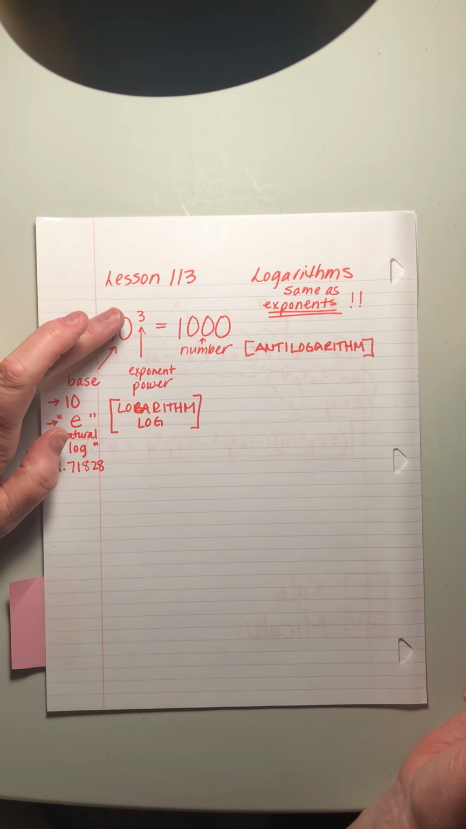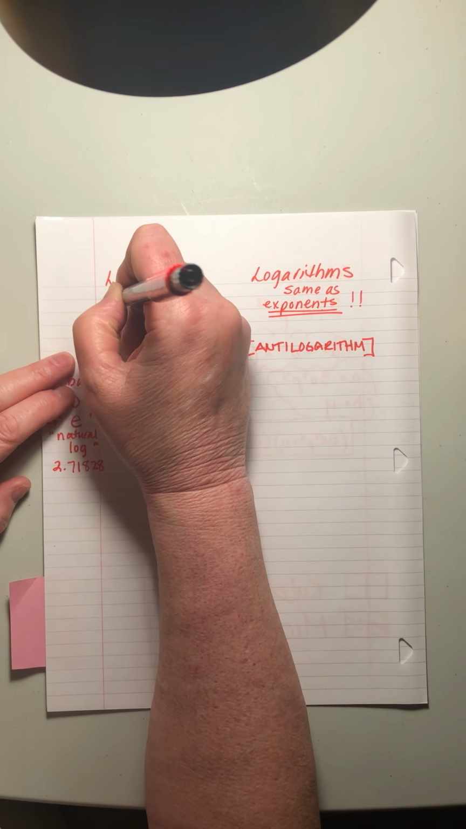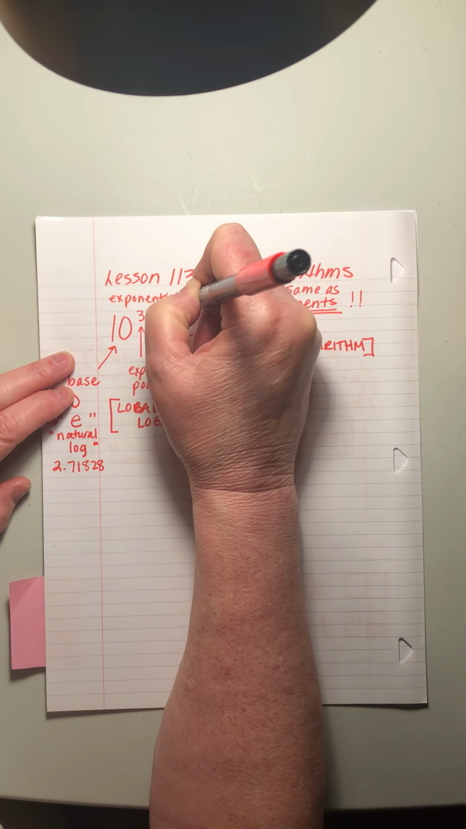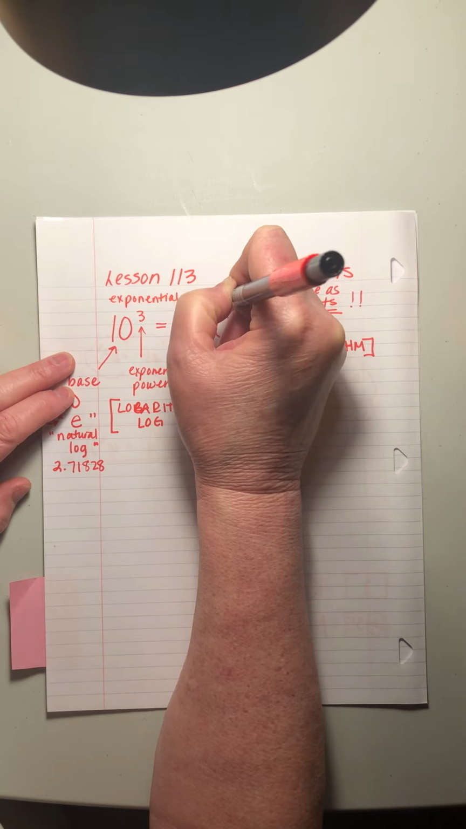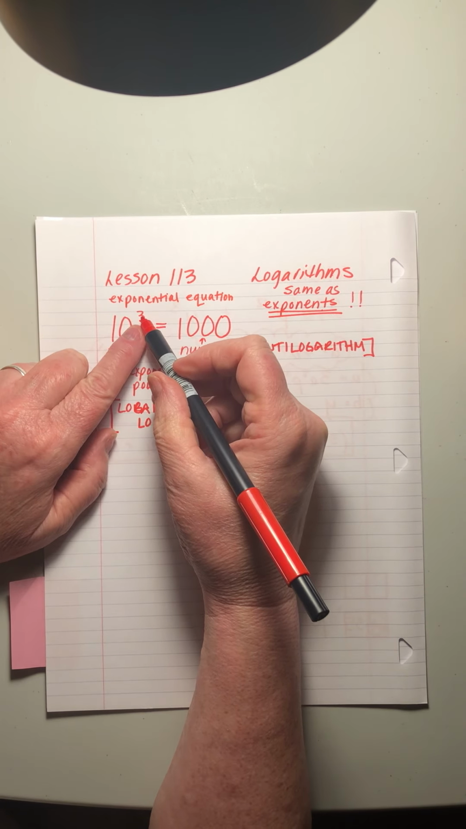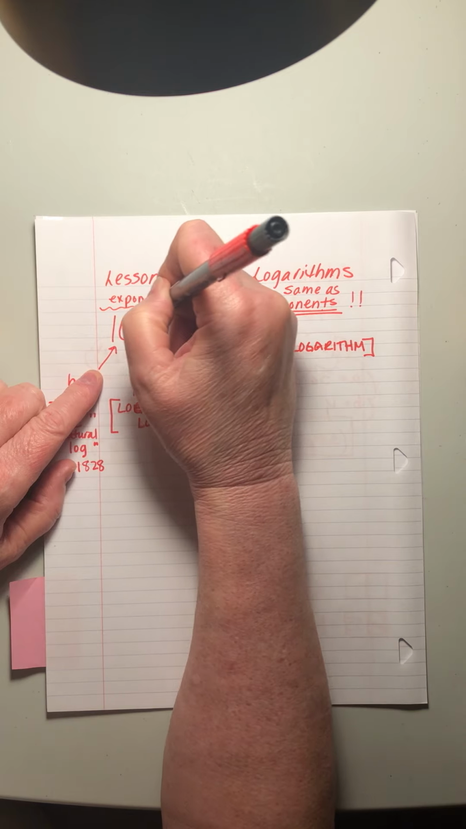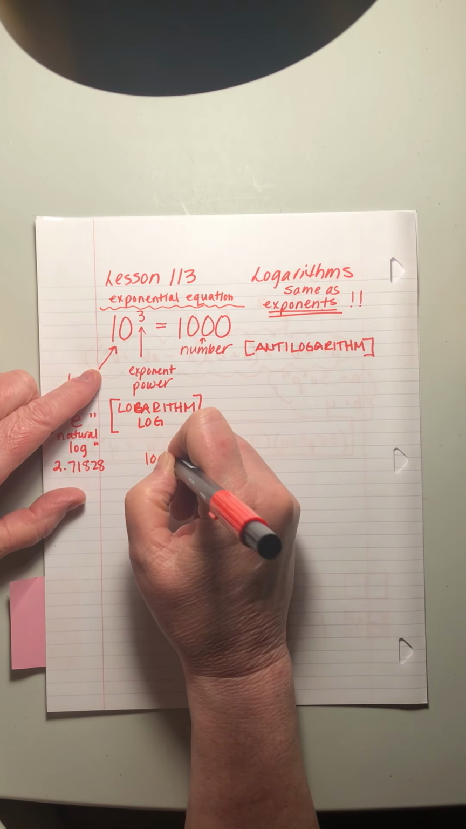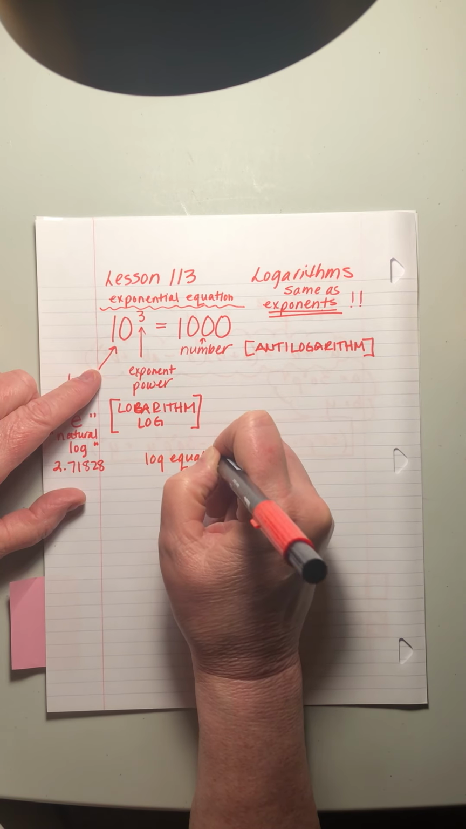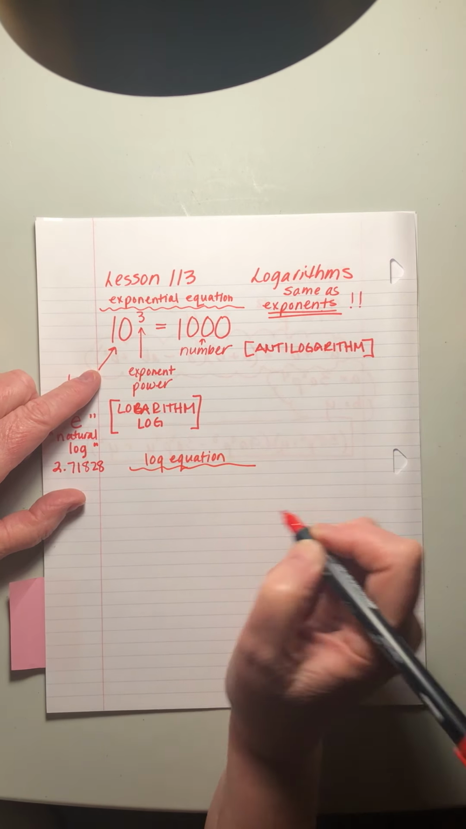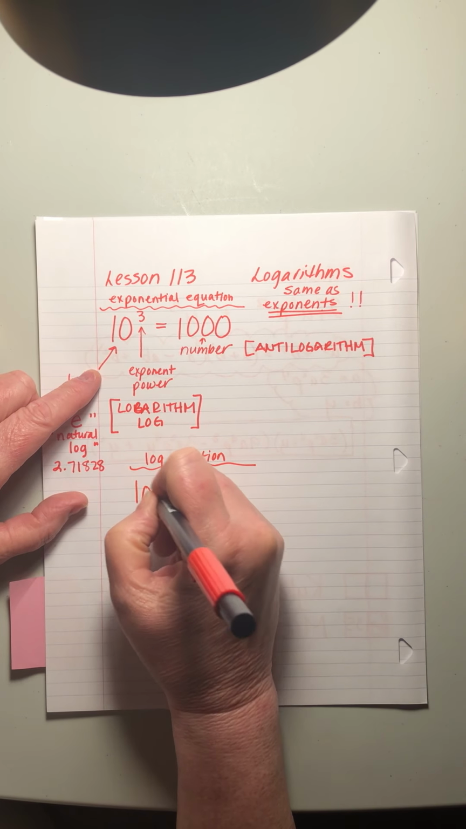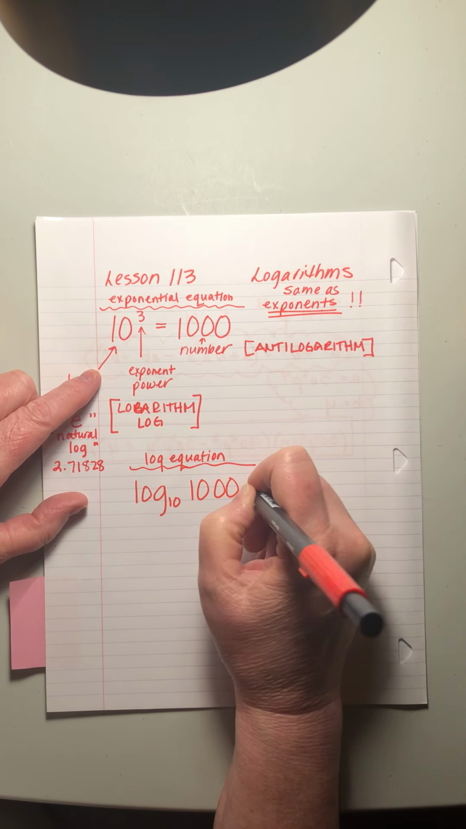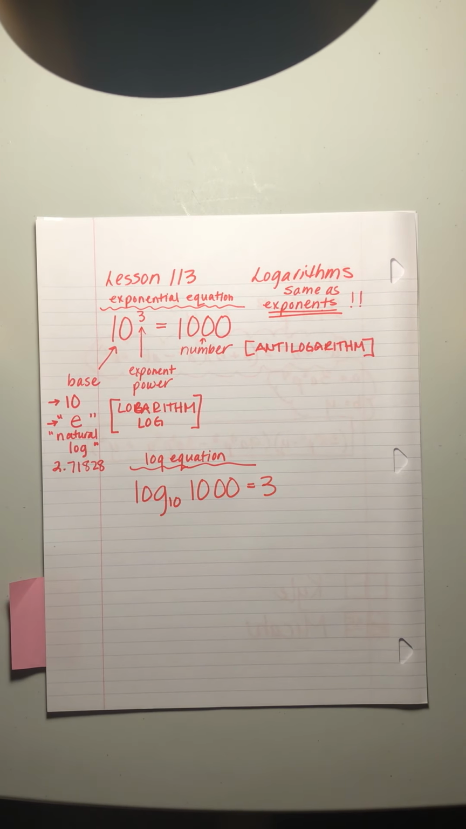The way that we write this is called an exponential equation because we've written it in exponent form. Okay, so that's what this is called. We can also write this same thing as a log equation, which is log base 10 of 1,000 equals 3.